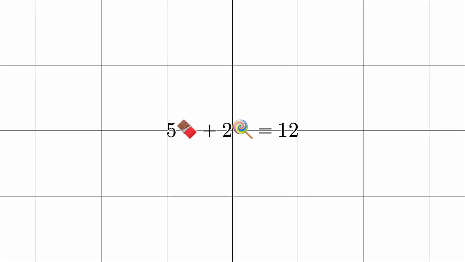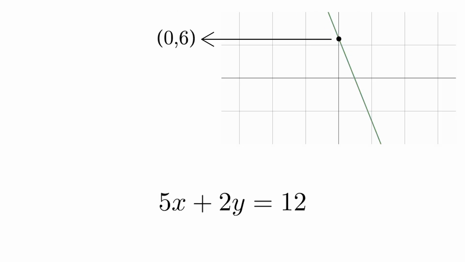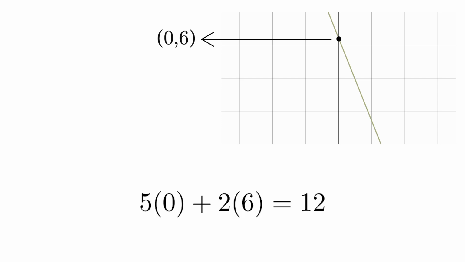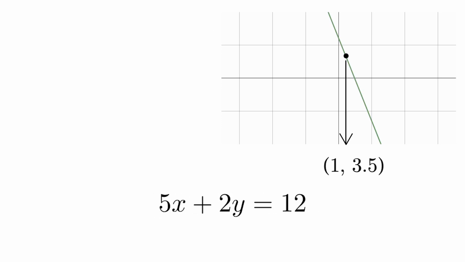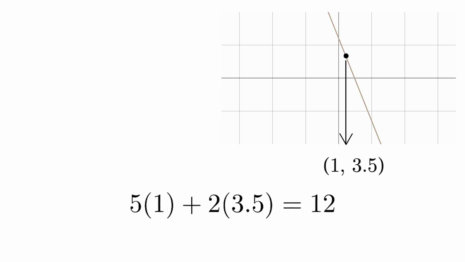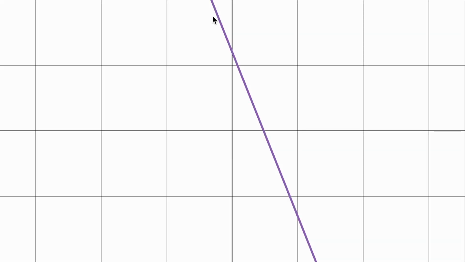Let's start with our first equation, but instead of chocolate bars and lollipops, we have x's and y's. This is the equation of a line, where each point on the line is an exact solution to the equation. For example, the point 0, 6 fits perfectly into the equation, as 5 times 0 plus 2 times 6 is 0 plus 12, which is 12. The point 1, 3.5 works as well, as 5 times 1 plus 2 times 3.5 is 5 plus 7, which is also 12. The main takeaway is that there are infinite combinations of x's and y's to which the equation works.